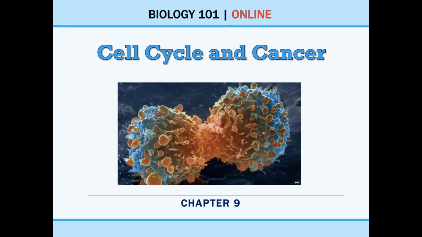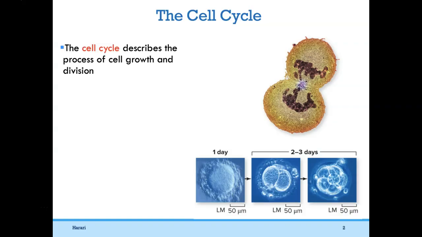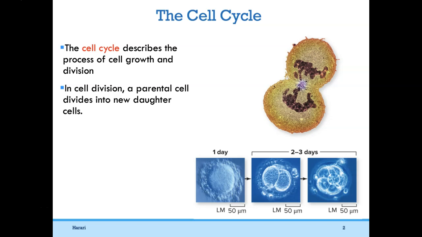Today we will learn about Chapter 9, which is the cell cycle and cancer. So the cell cycle describes the process of cell growth and cell division. And what you'll see in cell division is that you have one parent cell at first. So we could say this is the parent cell. And this divides into two daughter cells.